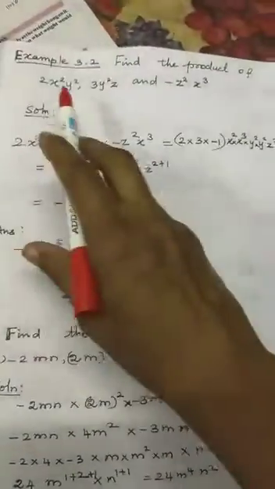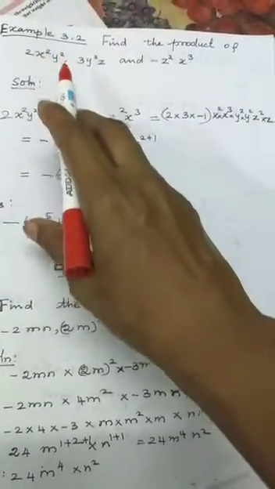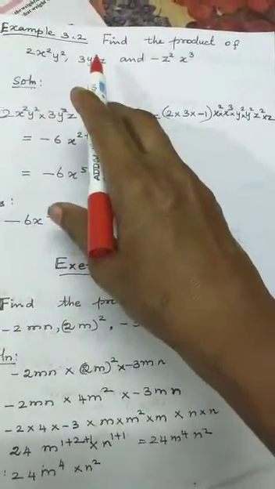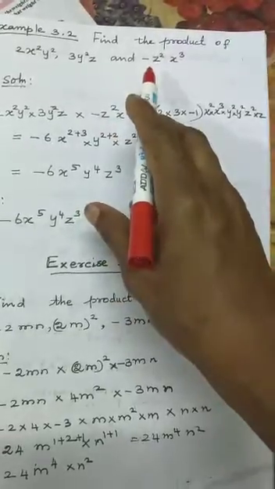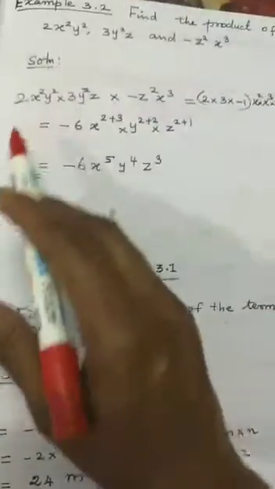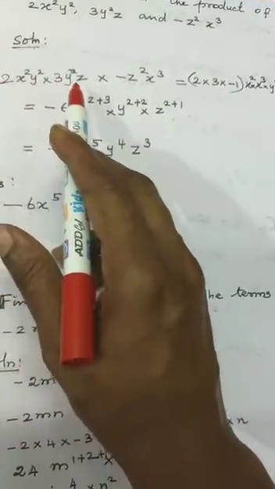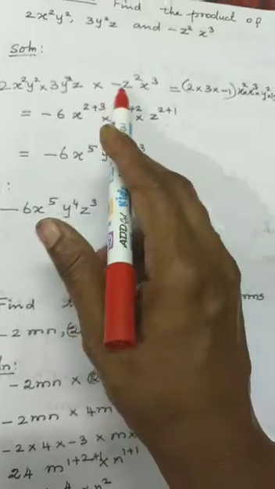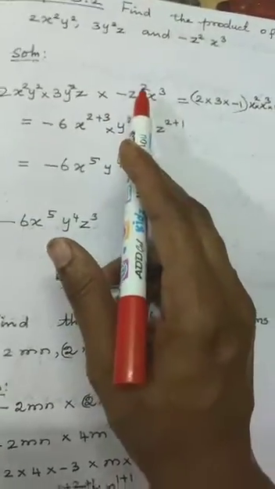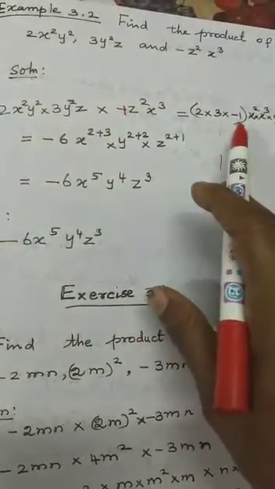Then example 3.2. Find the product of 2x square y square, 3y square z and minus z square x cube. Solution: 2x square y square into 3y square z into minus z square x cube. The constants are outside and multiplying.